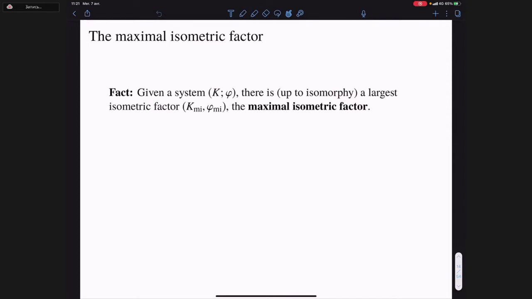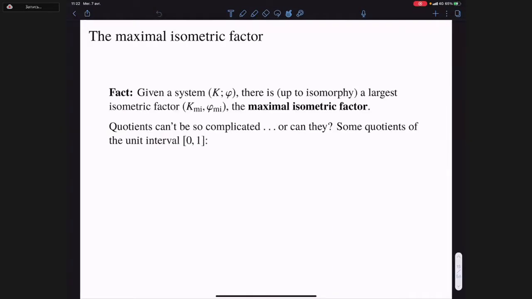And now the question that poses itself is, if I want to compute what this building block of my dynamical system is, it can't be so complicated, or can it? Well, here you run into a small problem. The problem is that quotients can be very, very complicated.